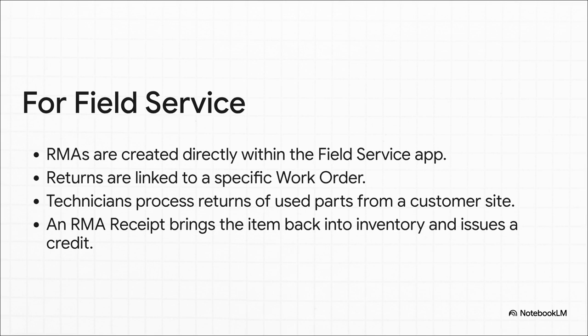For them, this whole process is built right into their workflow. They can create an RMA directly from their field service app on their tablet and link it right to the work order they're doing. When they take a used or defective part off a machine, they process an RMA receipt on the spot. That one action brings the part back into inventory and triggers the customer's credit. It's a perfect closed-loop process, all happening right there from the customer's site.